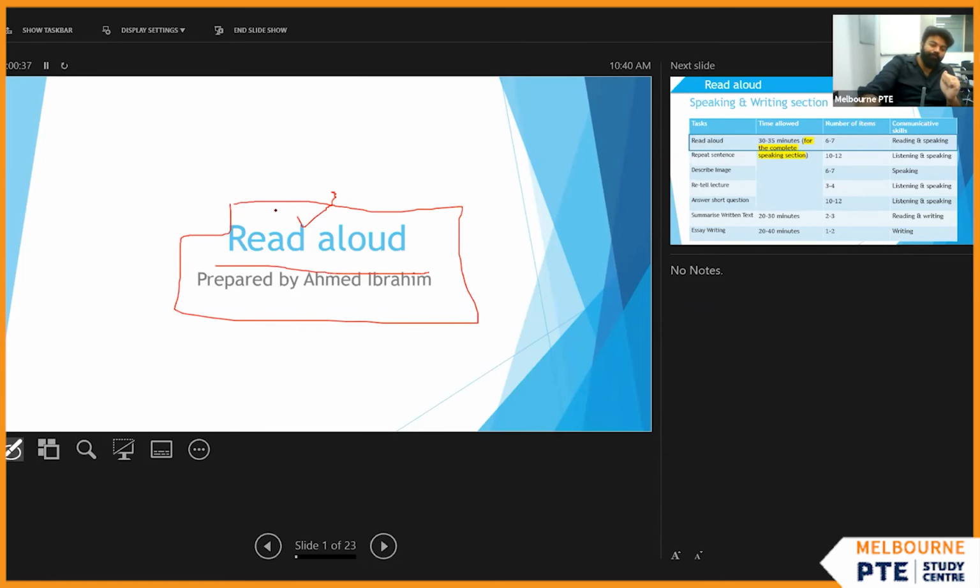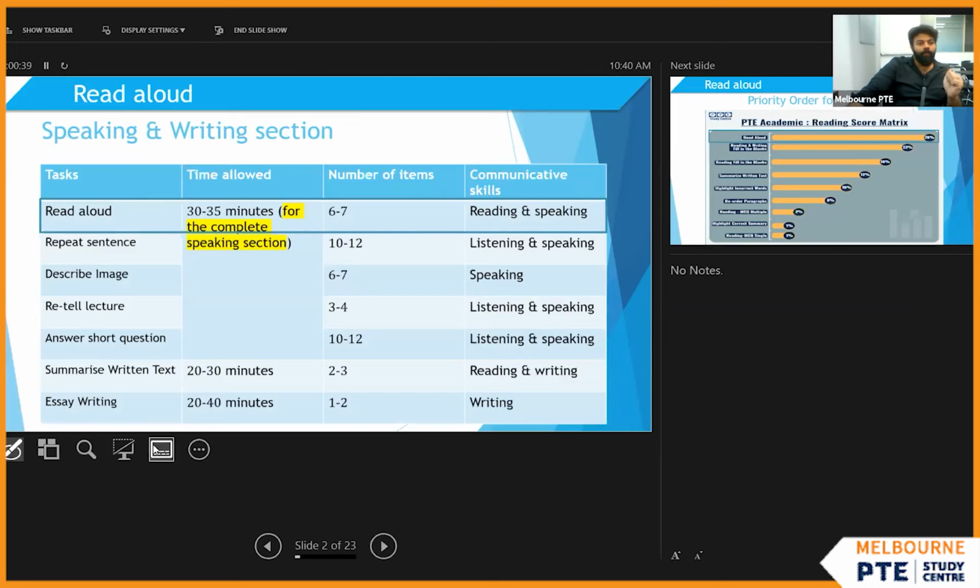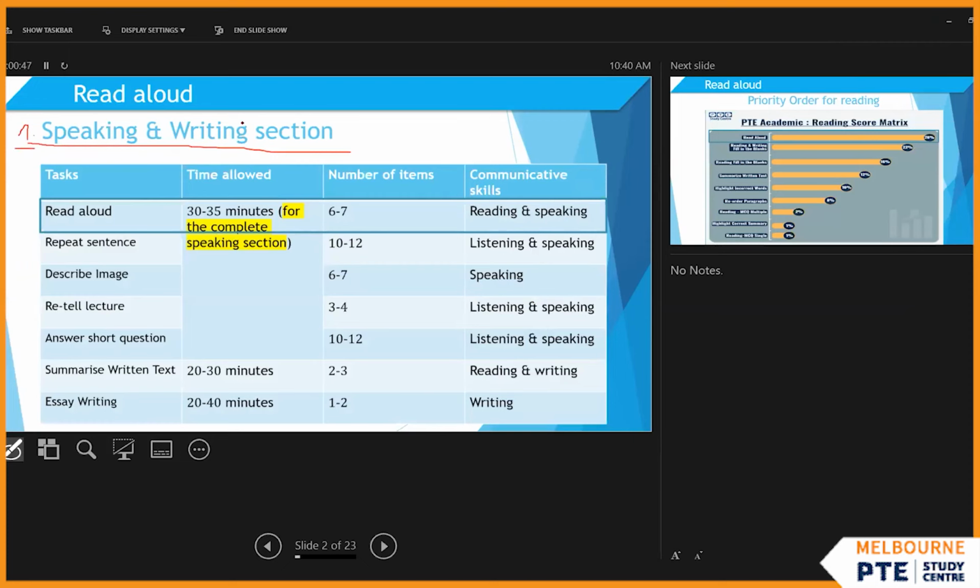Okay, so have a look over here. What is the name of the section? Speaking and writing. Yes, okay. Speaking and writing, and in case you guys don't know, speaking and writing is the very first section of your PTE exam. Okay, and where do you have Read Aloud in here? At the very top. Okay, so Read Aloud basically is the very first topic you will do in your PTE exam. Now where does it give you marks?